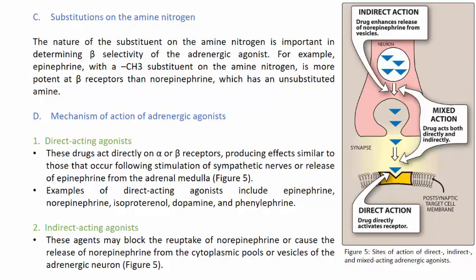Second, the indirect acting agonists. These agents may block the reuptake of norepinephrine or cause the release of norepinephrine from the cytoplasmic pools or vesicles of the adrenergic neuron. اوكي. انه هذه ايضا هي تكون agonist لكن الاكشن يكون indirect. بما انه indirect فيحصل as a result of blocking the reuptake of norepinephrine or by causing the release of norepinephrine from the cytoplasmic pools or vesicles of the adrenergic neurons.